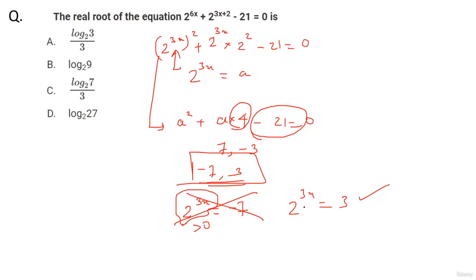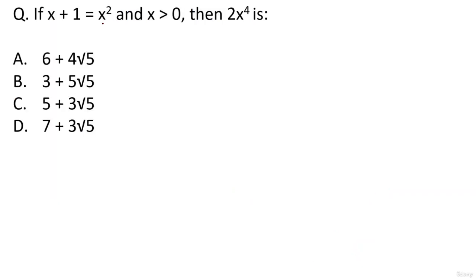Now, if you know logs, no problem. If you do not, bear with me for the time being. We'll apply log on both sides, and you will get 3x is equal to log of 3 to the base 2. If 3x is log of 3 to the base 2, we will get x as log of 3 to the base 2 divided by 3. This is option A.